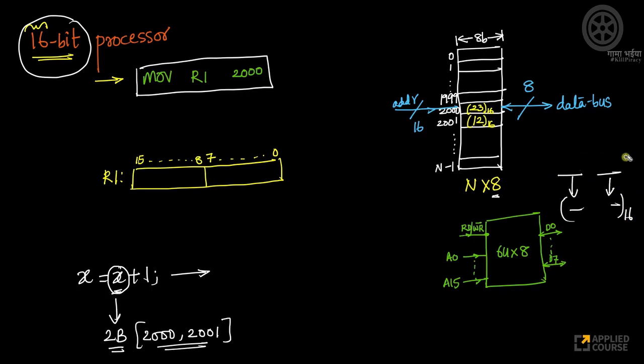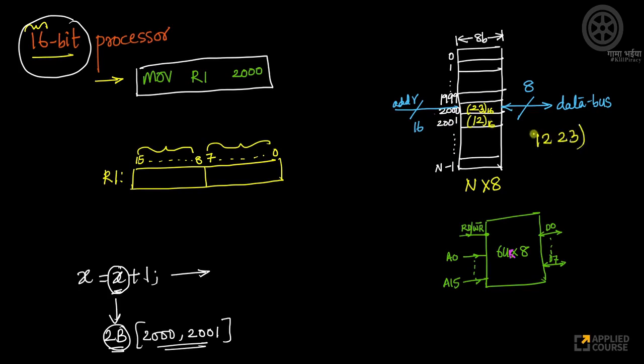So for example, let's assume some value is there in my X right now. Let's assume the value in X, because X requires 2 bytes, the first byte is the data stored in cell or address 2000, and the second is the data stored in cell 2001. So these two together, I can write them as 1223 base 16. Look at what I've done here.